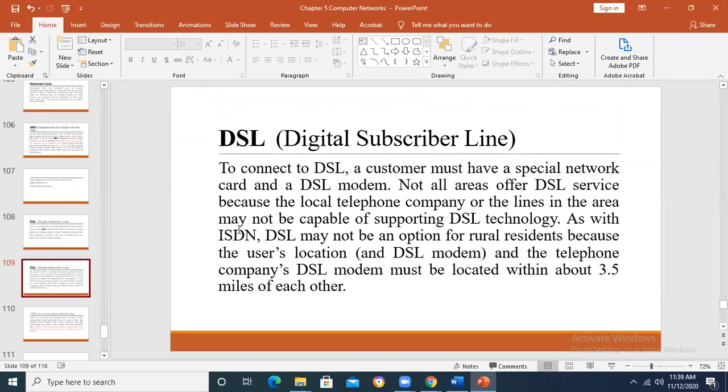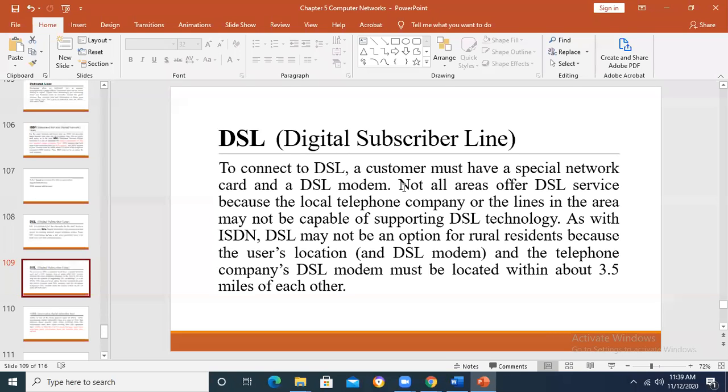So what happens in the DSL? You need to have a DSL modem. To connect to a DSL, the customer must have a special network card and a DSL modem. Of course, you are using a DSL service by any public switch telephone network. Not all areas offer DSL services because the local telephony company or the lines in the area may not be capable of supporting DSL technology.